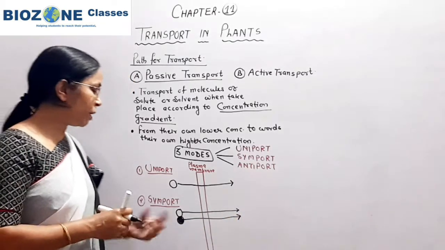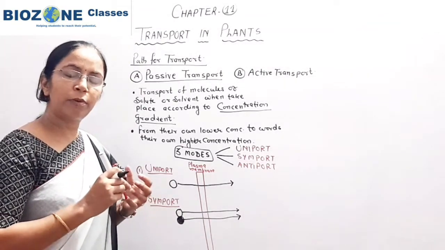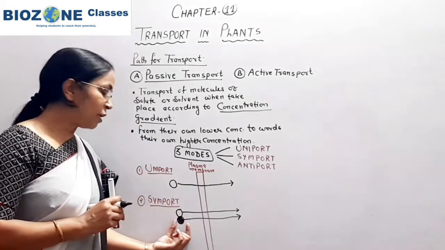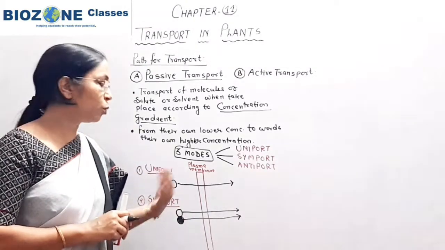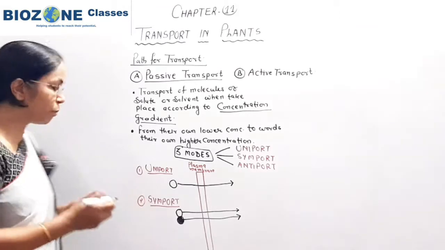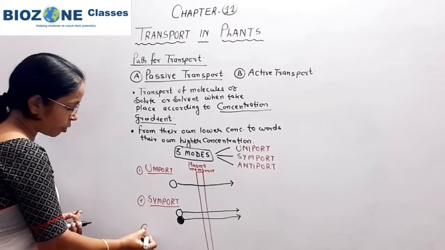So here you remember symport means when two molecules of different substances are transported together, but both are transported in one direction, either towards the inner space or towards the outer space. Then it is called symport. And third, we come towards the third type, the most important type.